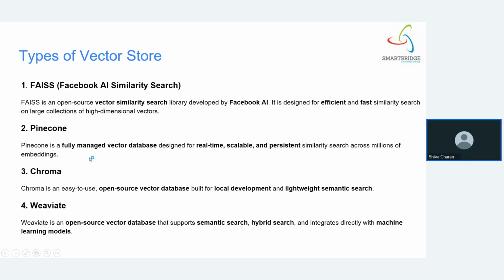Pinecone is a fully managed vector database designed for real-time, scalable and persistent similarity search across millions of embeddings. Chroma is an easy to use open source vector database built for local deployment and lightweight semantic search. And similarly, we have Weaviate. Weaviate is also an open source vector database which supports semantic search and also hybrid search, and it integrates directly with machine learning models.